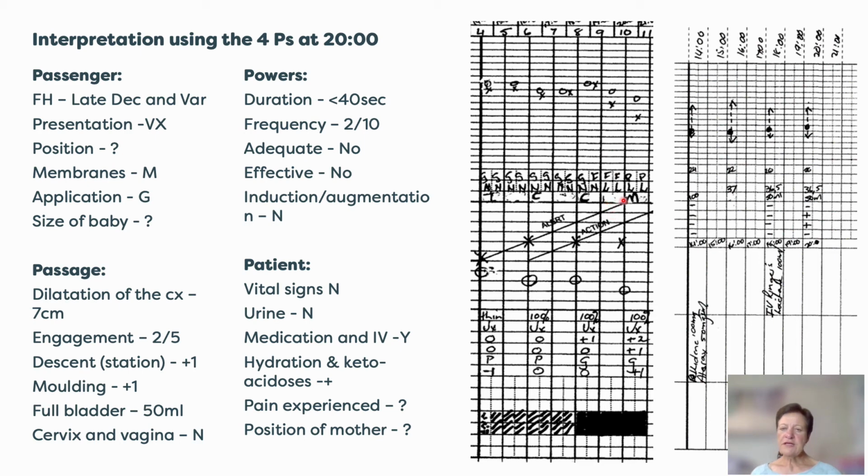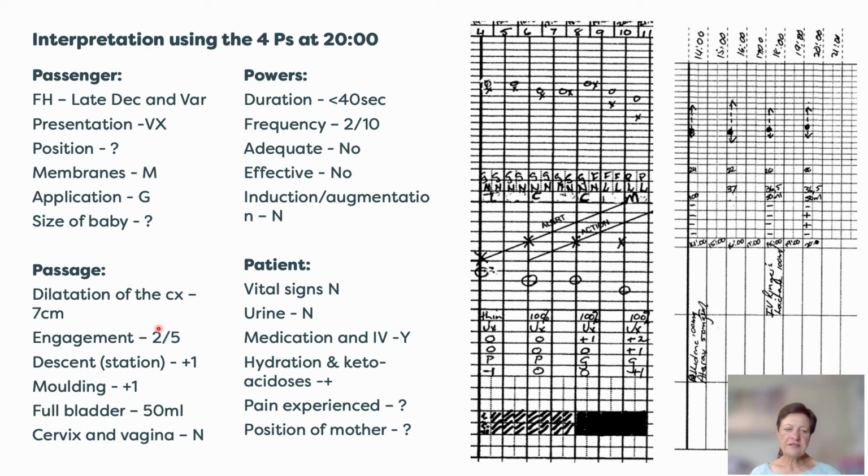They haven't put in anything here about the liquor, so we can't see what the liquor is doing. Oh, sorry, yes, it is meconium in the liquor, so that's another not so good sign. And we've seen that there's no progress regarding the cervical dilatation and the engagement of the head. The cervix is still 7 centimeters dilated.